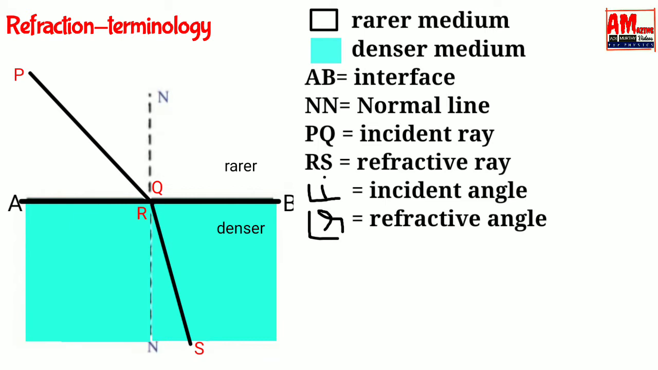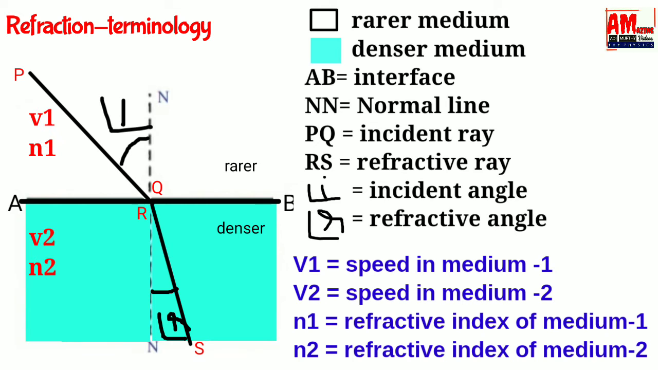Angle I is the angle subtended between the normal line and the incident ray PQ. Angle R is the angle subtended between the refracted ray and the normal line. Here V1 is the speed of light in medium 1, V2 is the speed of light in medium 2, N1 is the refractive index of medium 1, N2 is the refractive index of medium 2.